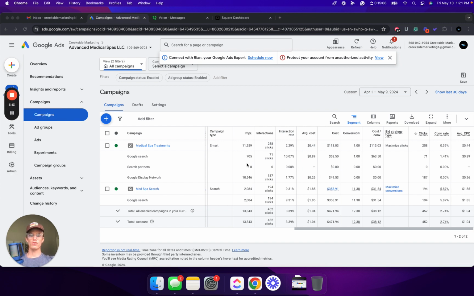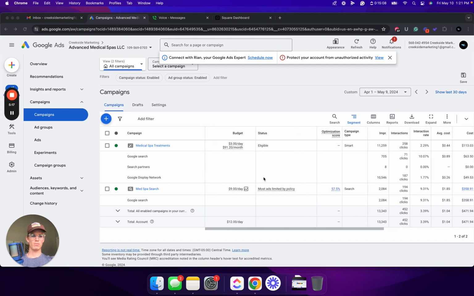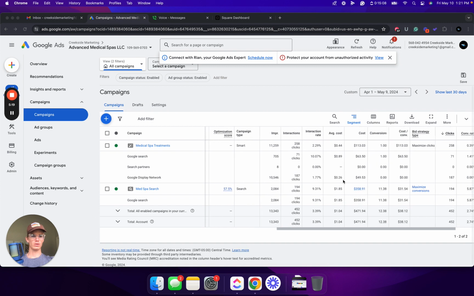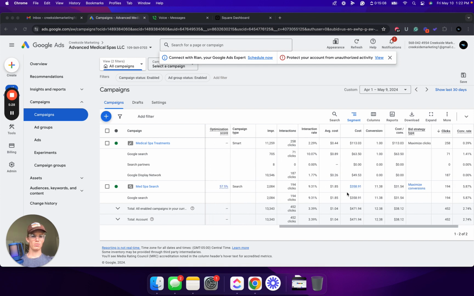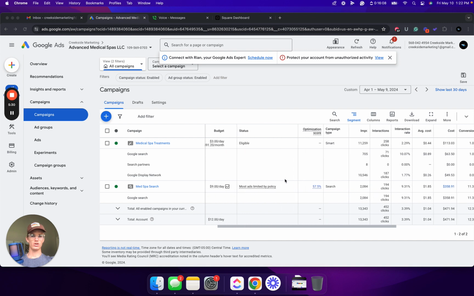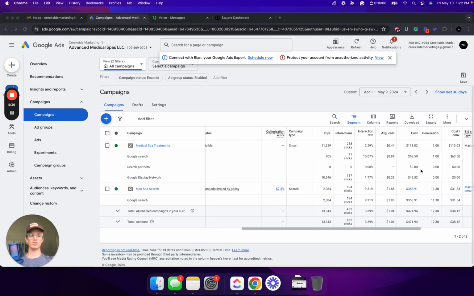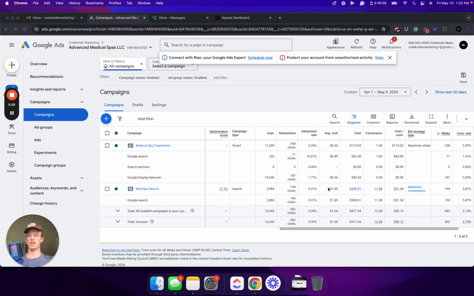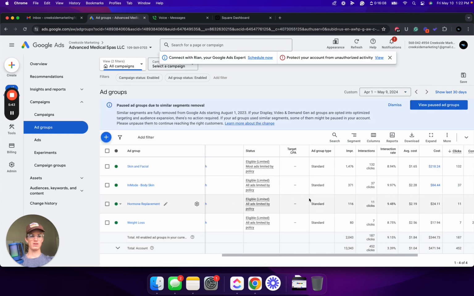We could move some of the money over into Mmed Spa search, but realistically, it's not going to do a whole lot. Maybe add a couple extra conversions a month, but that's not a huge deal because it's only $3 a day. So it's probably best just leaving it there and allowing it to do its thing and just get a bunch of clicks to the site. We're going to next go to ad groups, see if there's any changes we can make based on that.